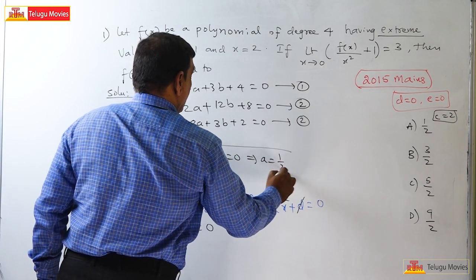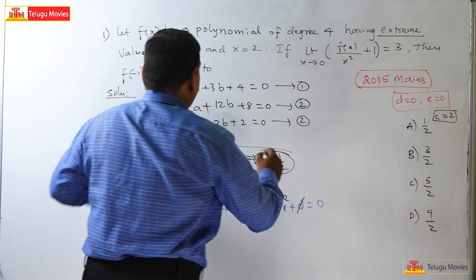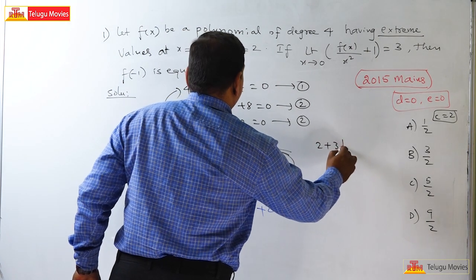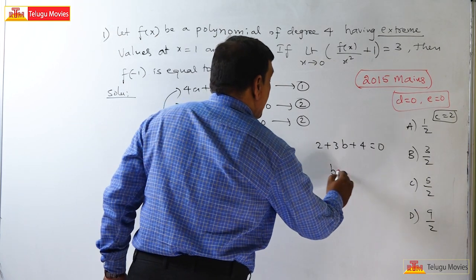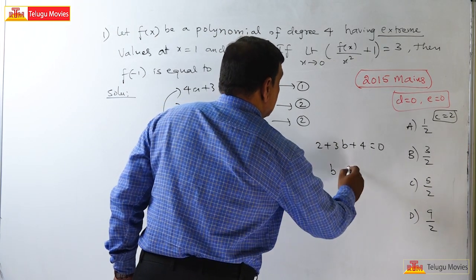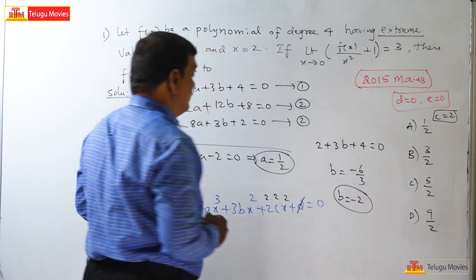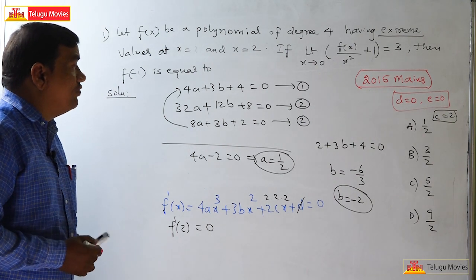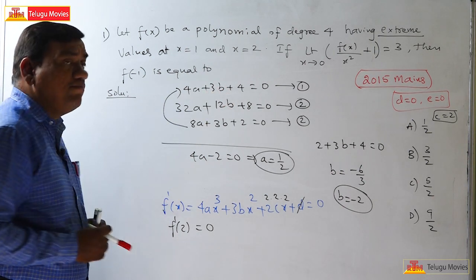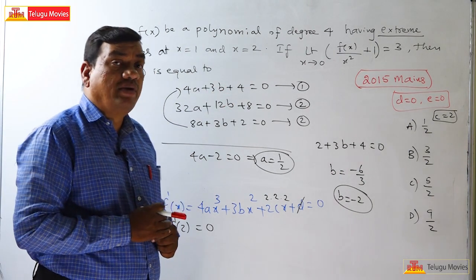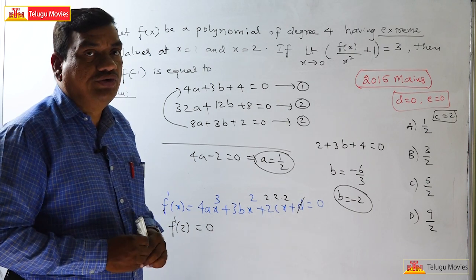From this a is equal to 1 by 2. So substitute a is equal to 1 by 2 here. So we will get here 1 by 2 means 2 plus 3b plus 4 is equal to 0. So therefore b is equal to 2 plus 4, 6, so minus 6 by 3. Therefore b is equal to minus 2. So all the values we got, A value we know, B value we know, already C value we know, D, E value know. Let us frame the polynomial and substitute f of x is equal to minus 1. Okay now. So let us continue the calculation.